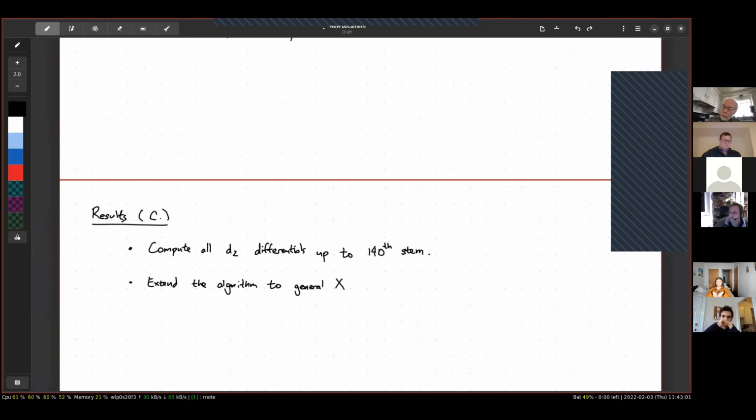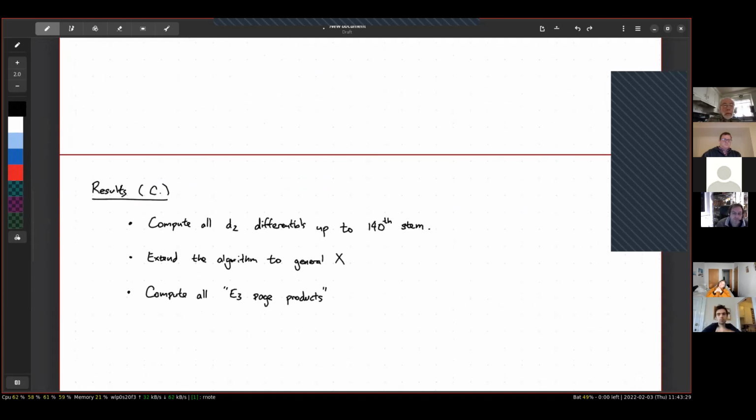So the next thing that we computed with the computer is what I would like to call E3 page products. Compute all E3 page products. So the E3 page does inherit a product from the E2 page, but what I call E3 page product is something stronger. It captures products, but up to one filtration higher. So it captures some extra information.